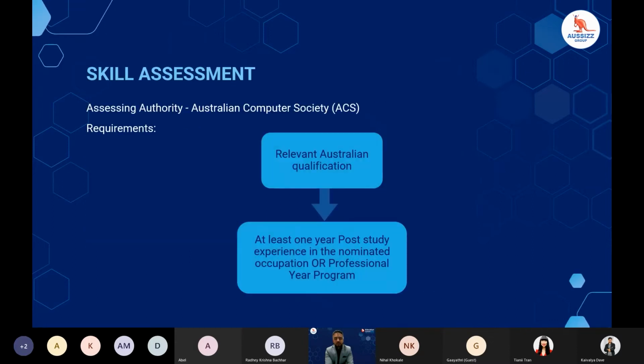Now the skills assessment authority for all the ICT occupations is the Australian Computer Society, the assessment body approved by the Department of Home Affairs.